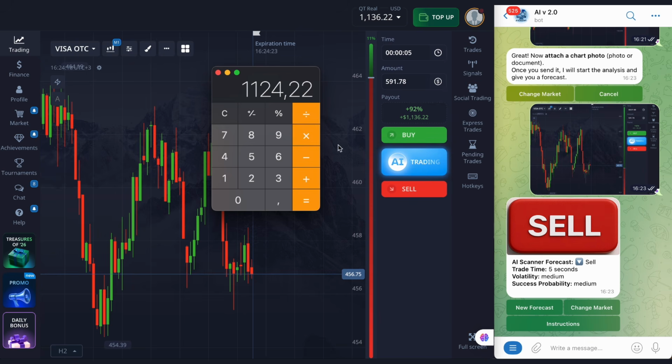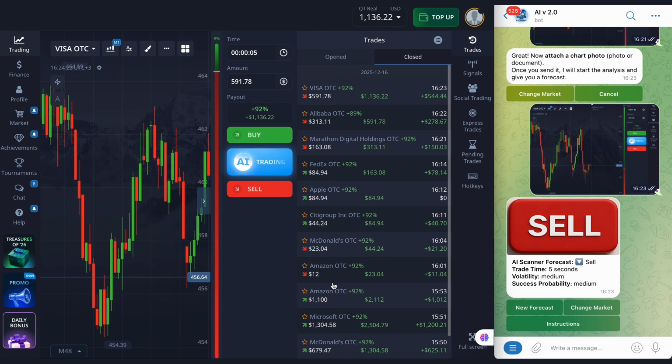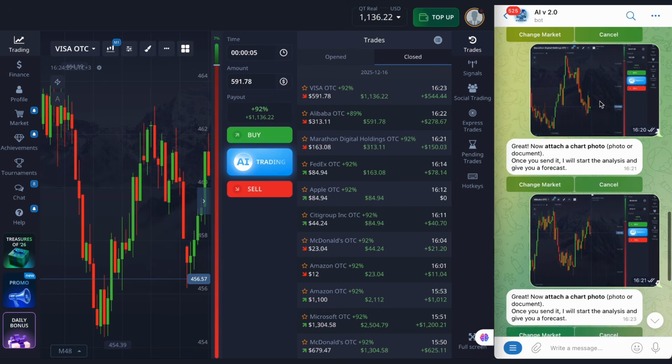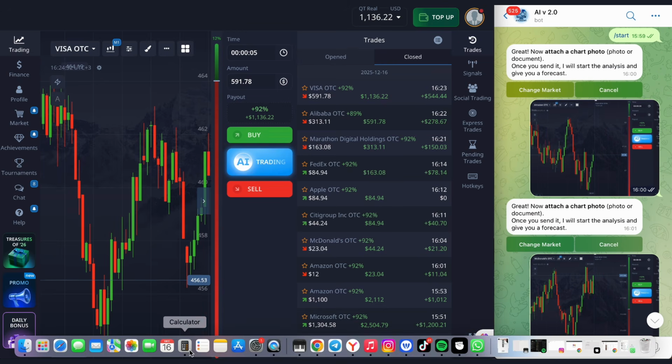As you can see, accuracy level today is 100% because we traded our trades back to back without loss from $12 to $1,136.22 using our AI screener. All we had to do was take a nice screenshot, send it in, and it was a good day, ladies and gentlemen.